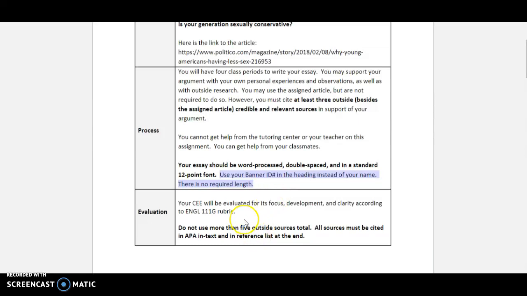Now, as far as the evaluation, you will be assessed based on focus, development, and clarity according to the English 111 rubric. The rubric is attached to this assignment, so you can go ahead and look at it. Something else to keep in mind is that it says do not use more than 5 outside sources in total. Now, this is important because I've been to readings where the student has 6 sources. This becomes an automatic fail because the student did not follow directions. So do not use more than 5 sources.